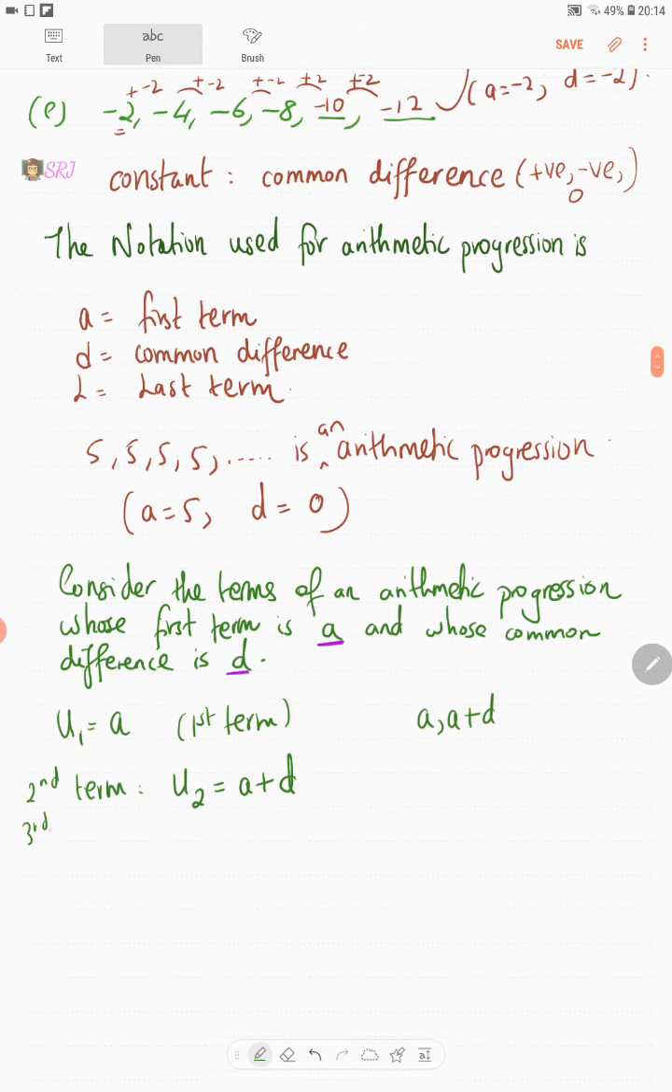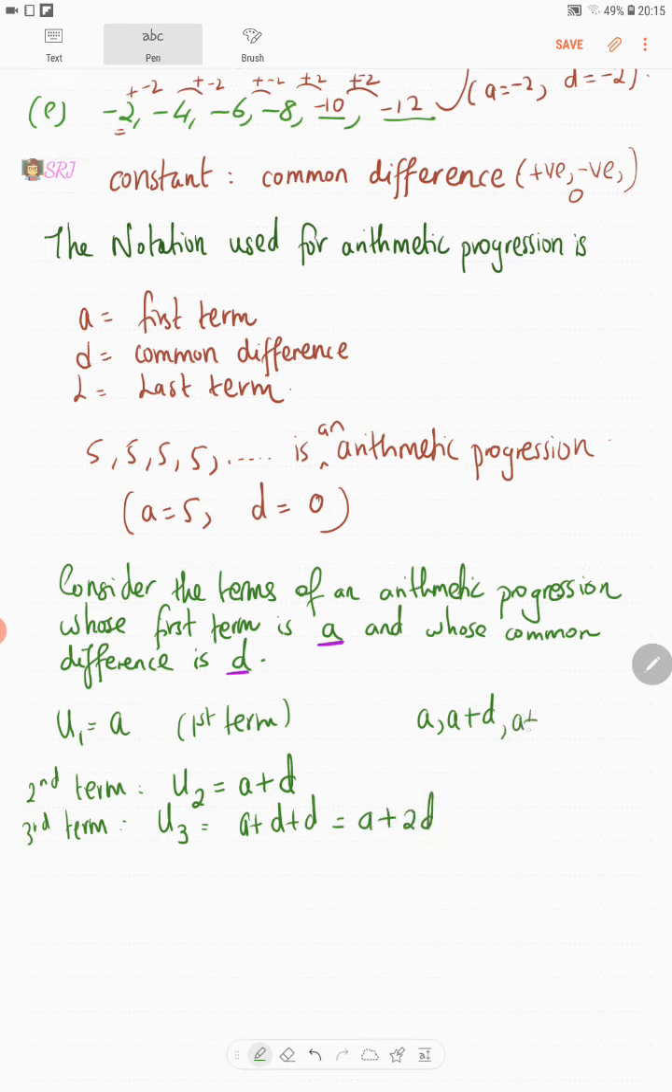Third term u3. Now to obtain the third term, we have to take the second term and add the common difference, which is d. So we have a plus d plus d. So it will become a plus 2d.